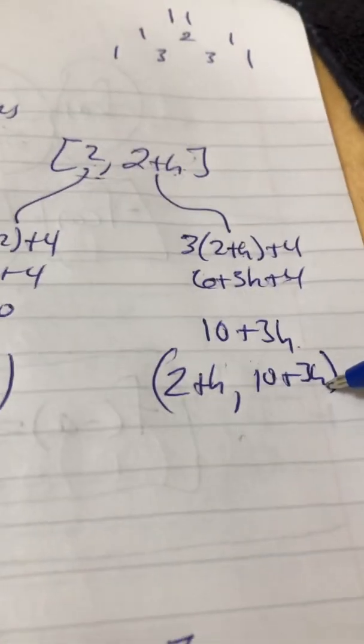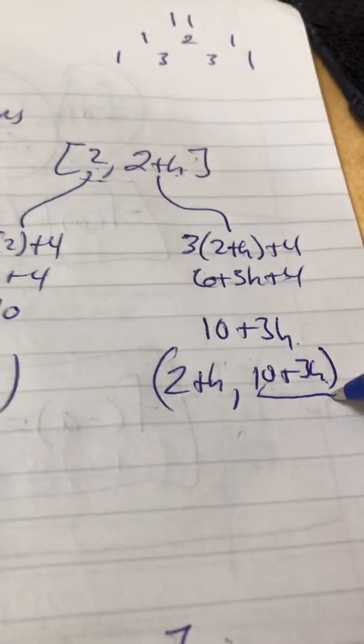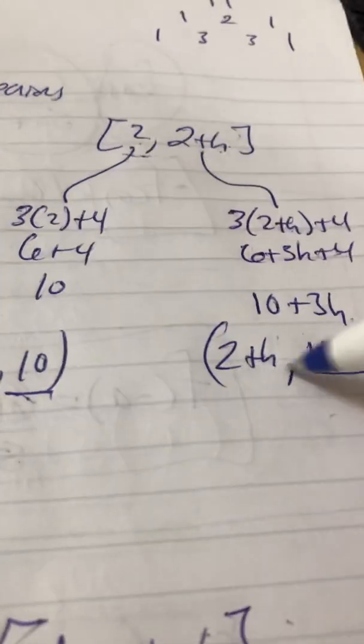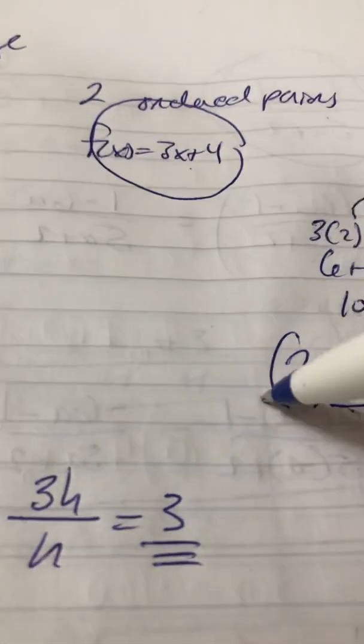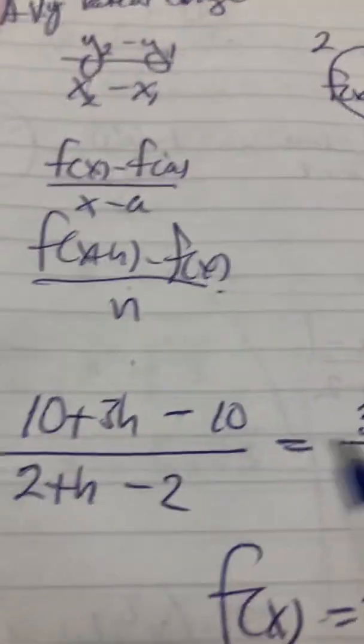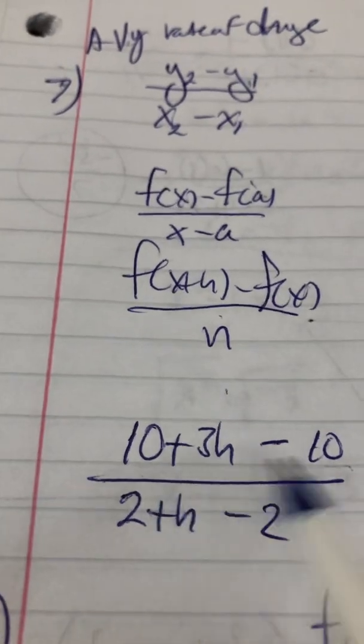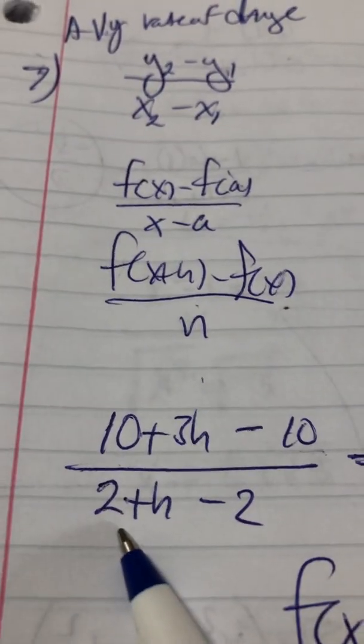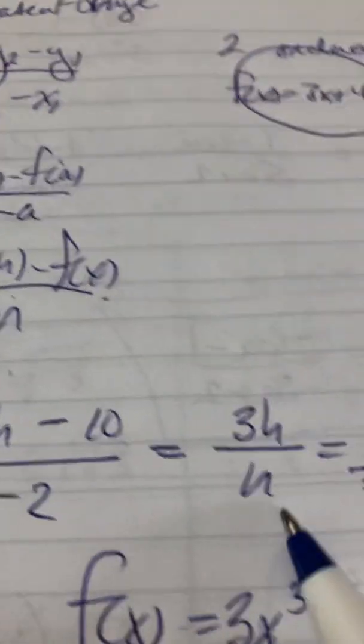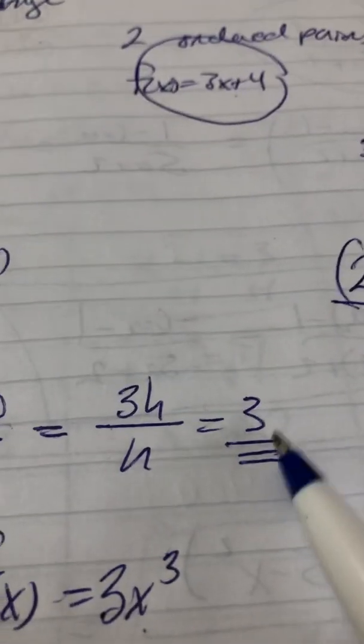And now you go to your slope formula. This is your y2, this is your y1, this is your x2, this is your x1. And so it'll look like this. 10 plus 3h minus 10, so y2 minus y1 over x2, 2 plus h minus x1. And you end up with 3h over h, and the h's cancel, and you get 3.